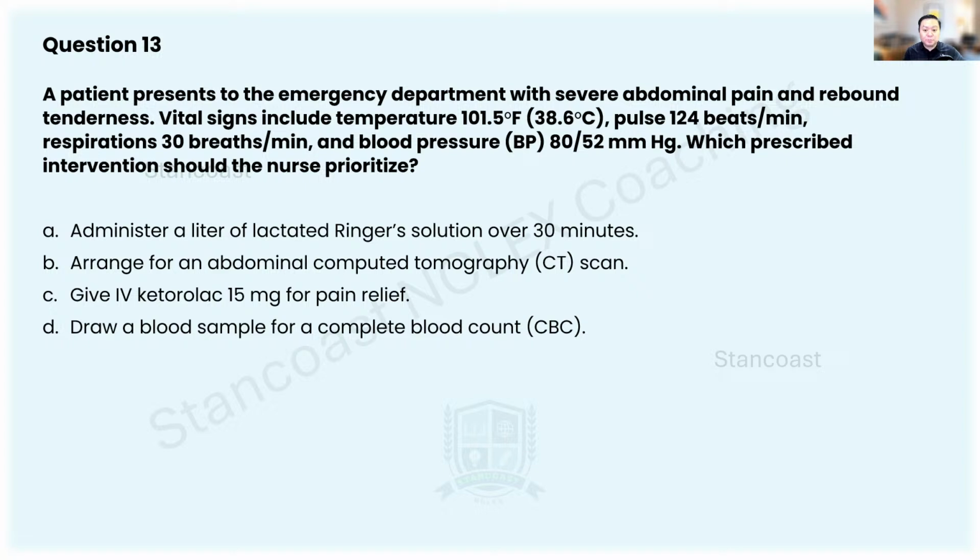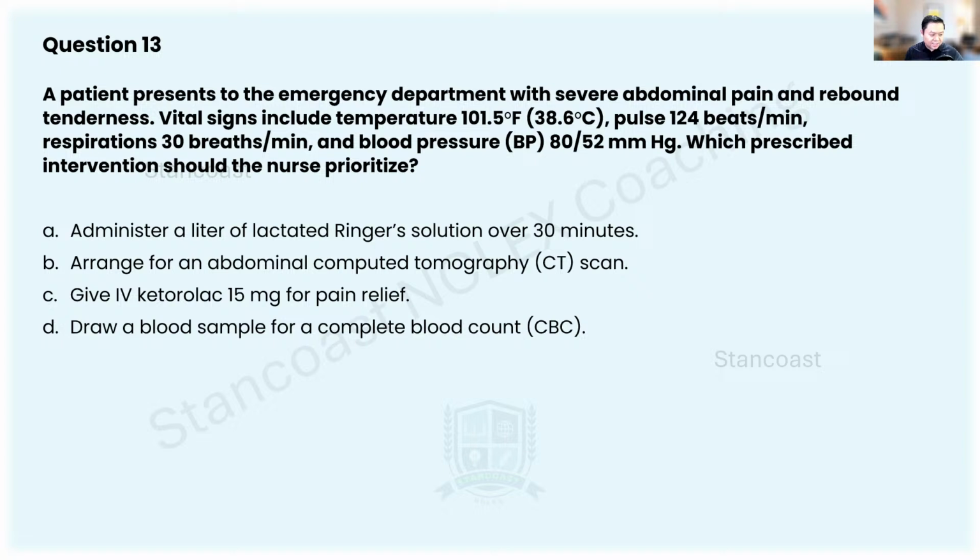Okay. Now number 13, a patient presents to the ED with severe abdominal pain and rebound tenderness. Vital signs include temperature of 101.5, pulse rate of 124, respirations 30, blood pressure 80/52. Which prescribed intervention should the nurse prioritize? Is it A, administer a liter of lactated Ringer solution over 30 minutes, B, arrange for abdominal computed tomography scan, C, give IV ketorolac 15 milligrams for pain relief, and D, draw a blood sample for a complete blood count? D first, IV bolus to replace the fluid's blood loss.